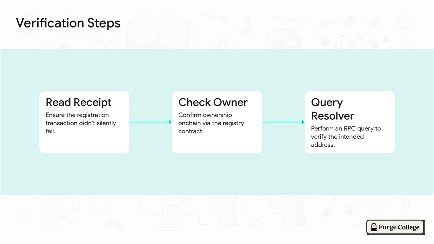Step 1, explicitly read the registration transaction receipt to ensure it didn't just silently fail in the background. Step 2, confirm your ownership on-chain by checking the registry contract for your specific name hash. And Step 3, perform a direct RPC query to the resolver to see if it actually returns your intended address. If all 3 of these pass, your identity mapping is structurally sound.